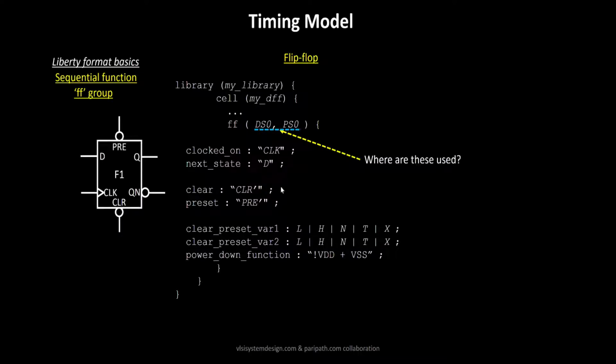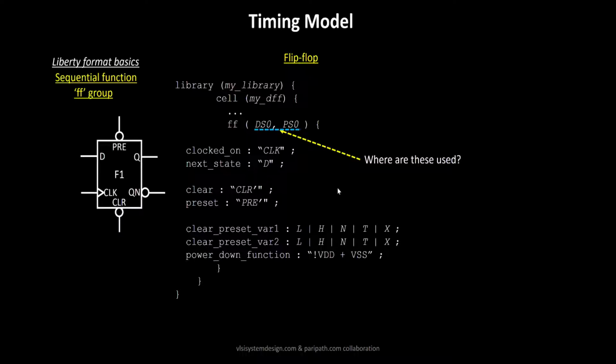Hello everyone, let's continue. In the last video, we came up with two different definitions of states. DS0 and PS0 were the two different states, where DS0 represented the state of the non-inverting output and PS0 represented the state of the inverting output. Now let's look into where these are being used.